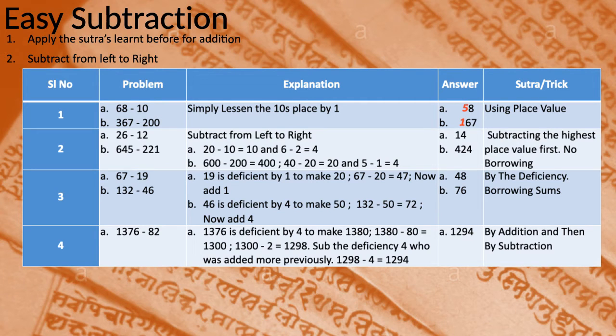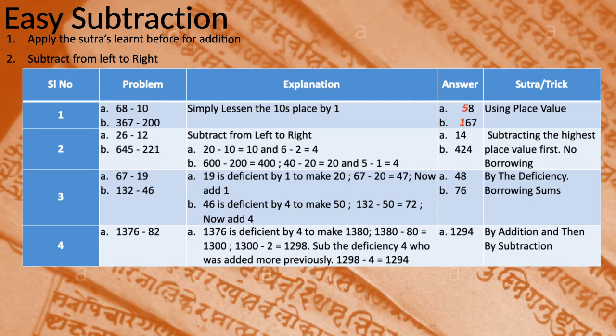1376 minus 82. I have intentionally taken a thousands number and a tens number. What trick can we do here? We can't do number splitting here, because 76 is less than 82, right? So we have to go with 376. Rather, we keep it as 1376, because it's just one number that has to be removed.